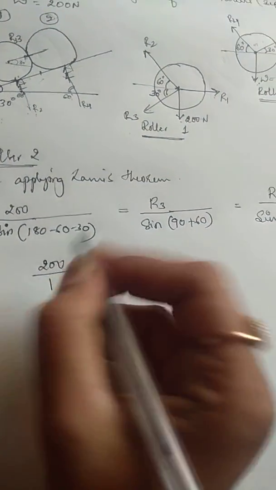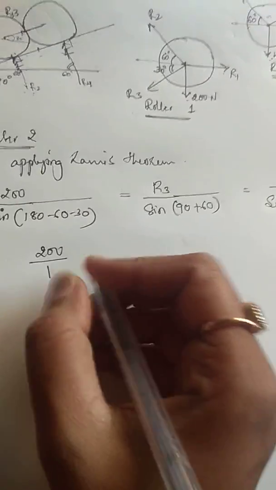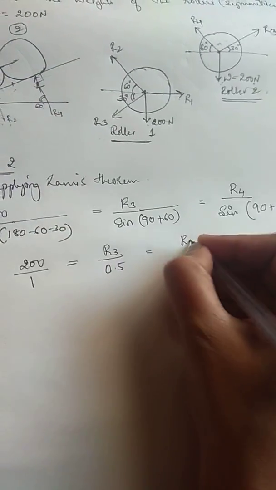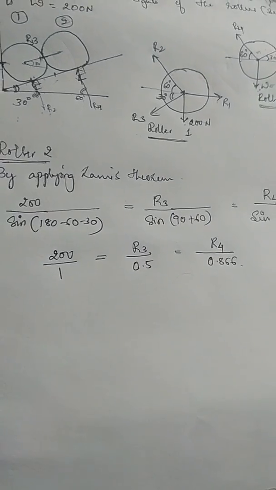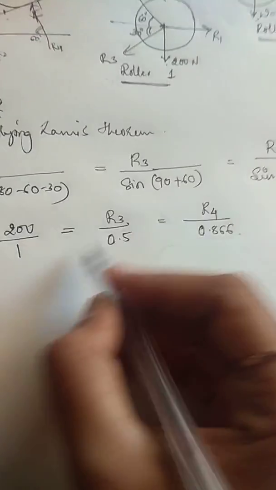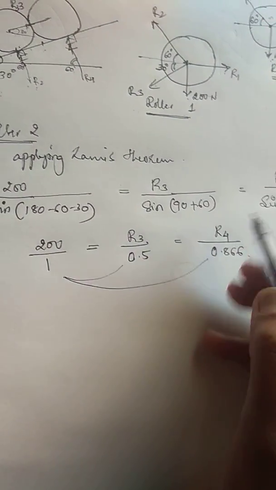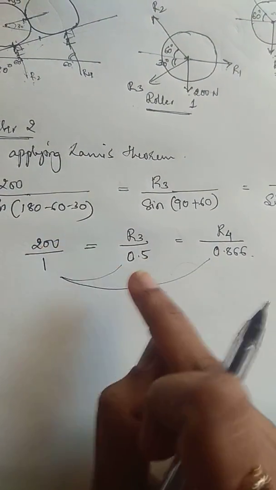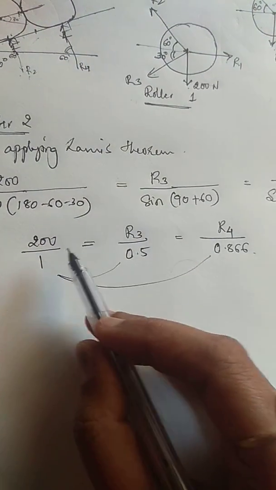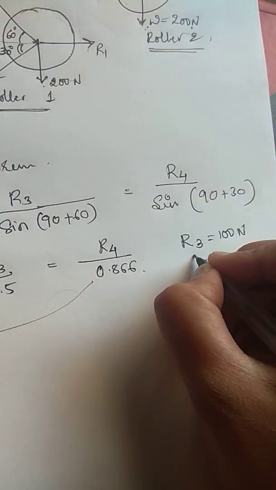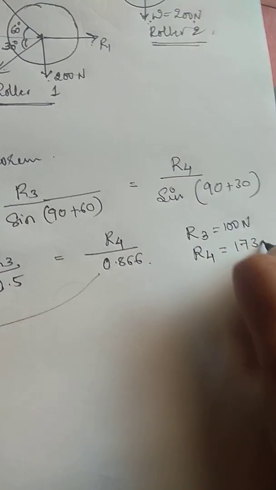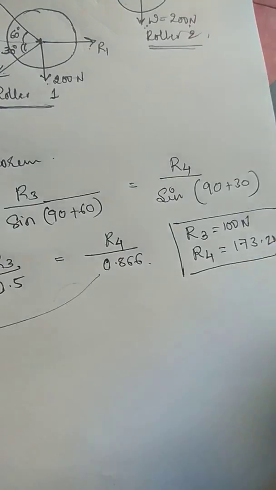So this is going to be 200 divided by sine of 180 minus 90, that is sine of 90, equal to R3 divided by sine of 150, that gives me 0.5, and R4 divided by sine of 120, that is 0.866. So we'll come up with such an equation where R3 and R4 are unknown. What I'll do, I will equate these equations and get the values for R3 and R4. That is, R3 is going to be 200 into 0.5 divided by 1, and R4 is going to be 200 into 0.866 divided by 1. So the final answers are R3 equal to 100 newtons and R4 is equal to 173.2 newtons when you calculate them.